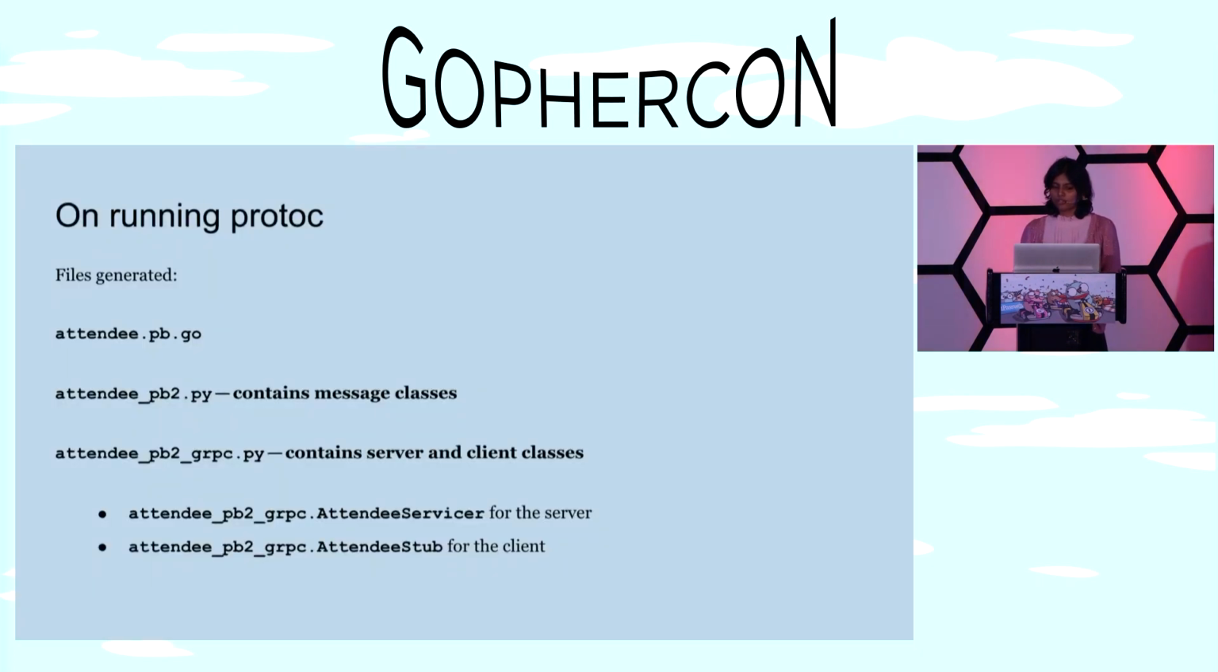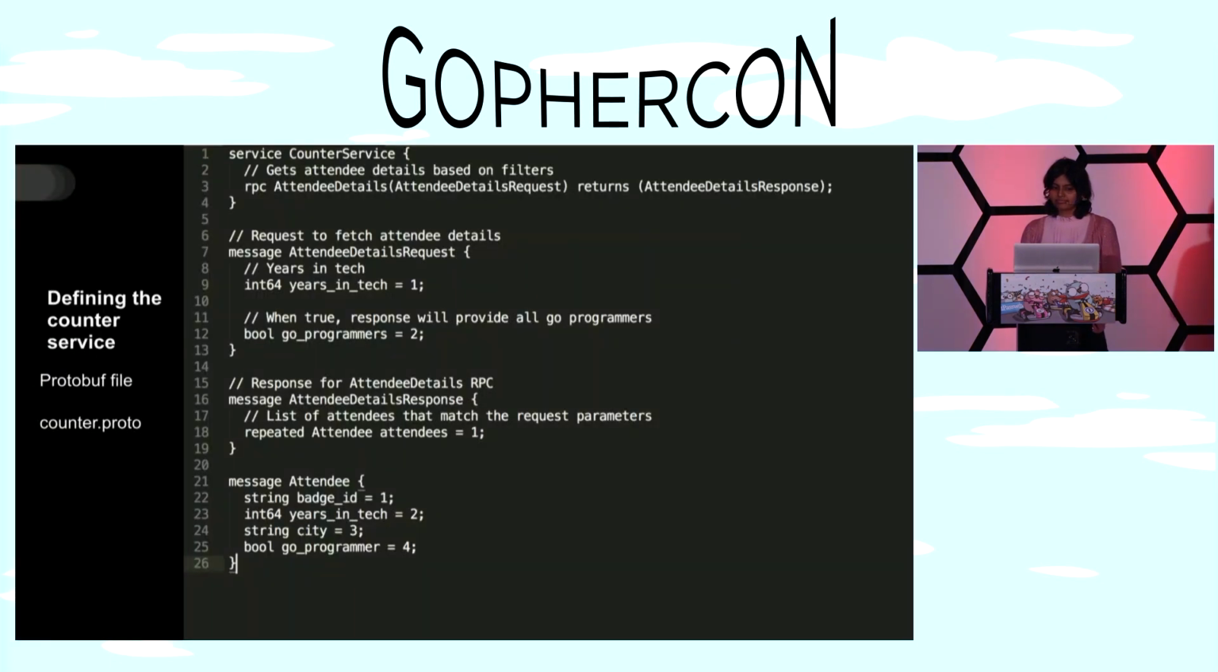On running protoc over this protobuf file, these are the files generated for Go and for Python. Over here, in the third last line, that file contains the client and server classes, which we're going to use eventually. Here is a definition of the counter service. A service, request, and the response.